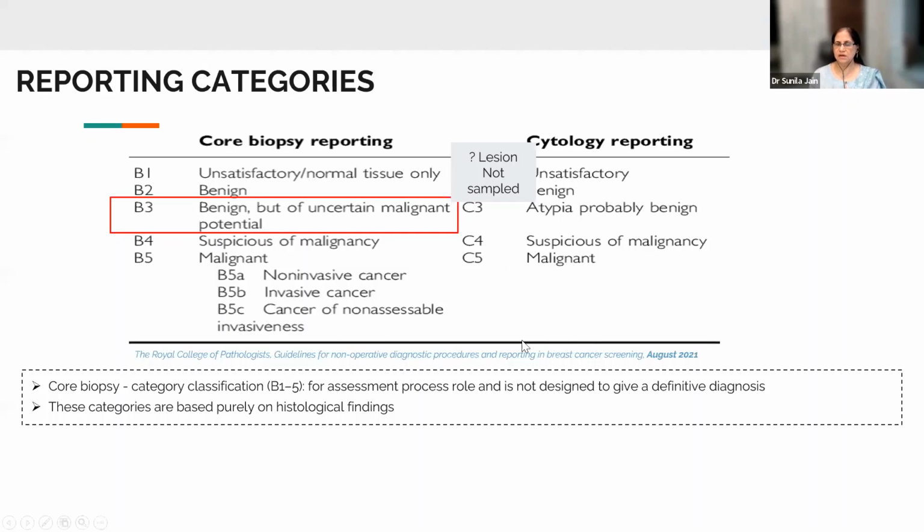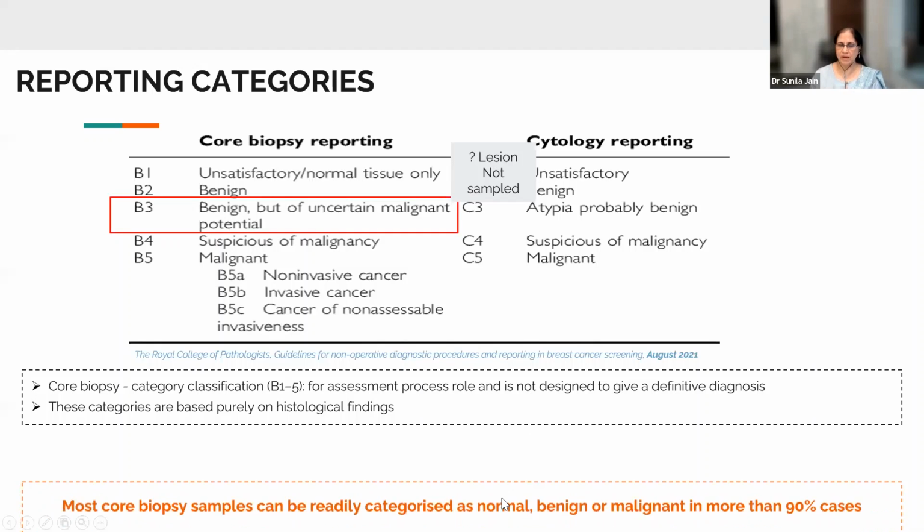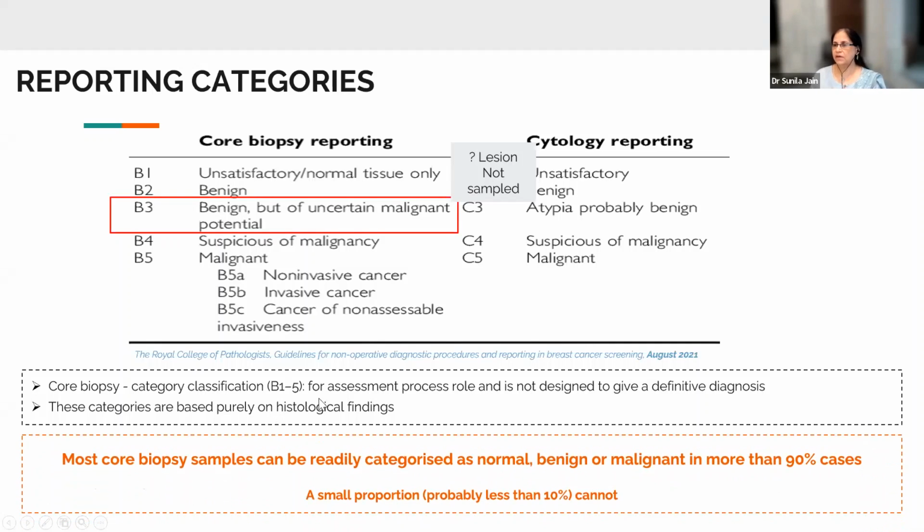When we interpret these core biopsies, we have to do the assessment and scoring. We may not write the coding as such, like B1, B2, B4, B5, but the interpretation we give is based on this. We have to check in our mind whether this tissue is normal, whether it represents a benign lesion like fibroadenoma, or whether it could have an uncertain malignant potential. The definite diagnosis is possible mainly in B5.